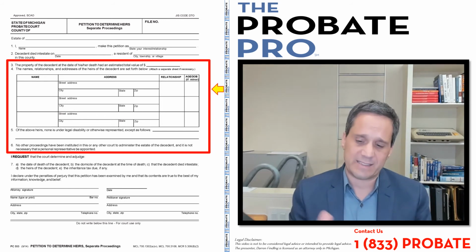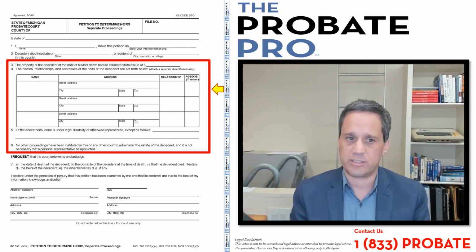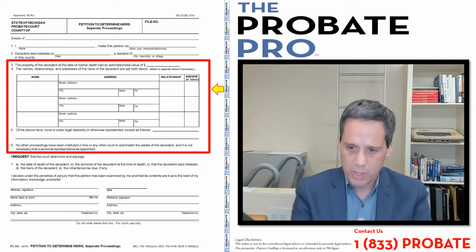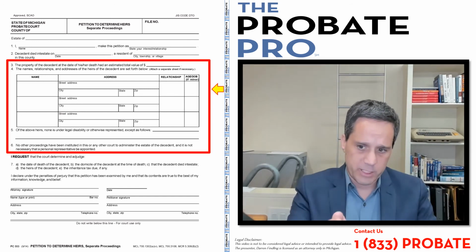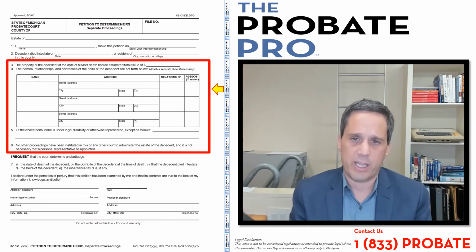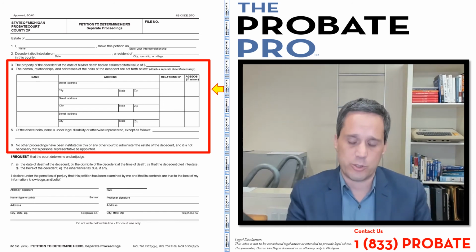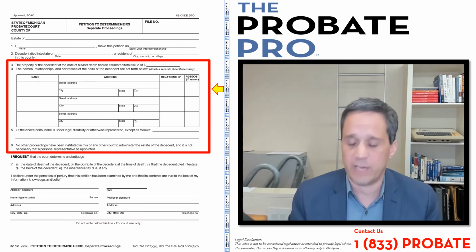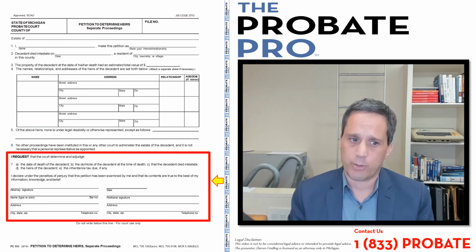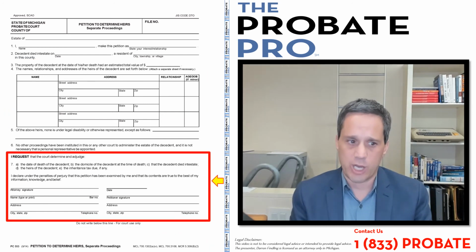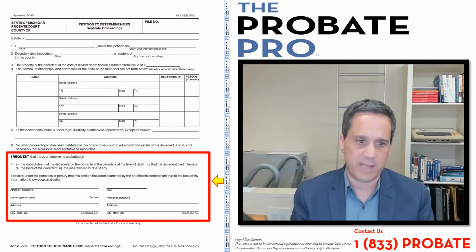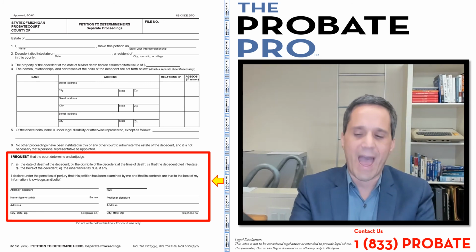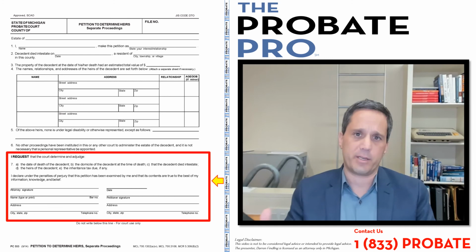Paragraph 6 is that statement I keep referring to, that no other proceedings have been instituted in this or any other court to administer the estate of the decedent. So there's been no formal administration, petition or application or otherwise, in which a personal representative is appointed. So this form is used outside of a traditional formal probate administration or an informal administration. You're making a request for the court to determine and adjudge who the heirs are and the date of death and so on. So you can get a court order making a determination of heirs without the full probate administration.